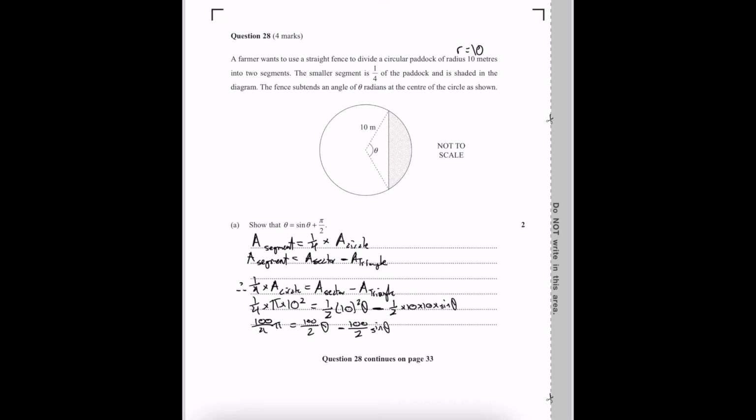What we can do, I guess, is divide everything by 100 and multiply everything by 4. And what we will get is pi equals 2 theta minus 2 sine theta. And what we'll get is 2 theta is equal to pi plus 2 sine theta. Divide everything by 2 and we get theta is equal to sine theta plus pi on 2. And yep, that's our answer there. That's what we needed to show.